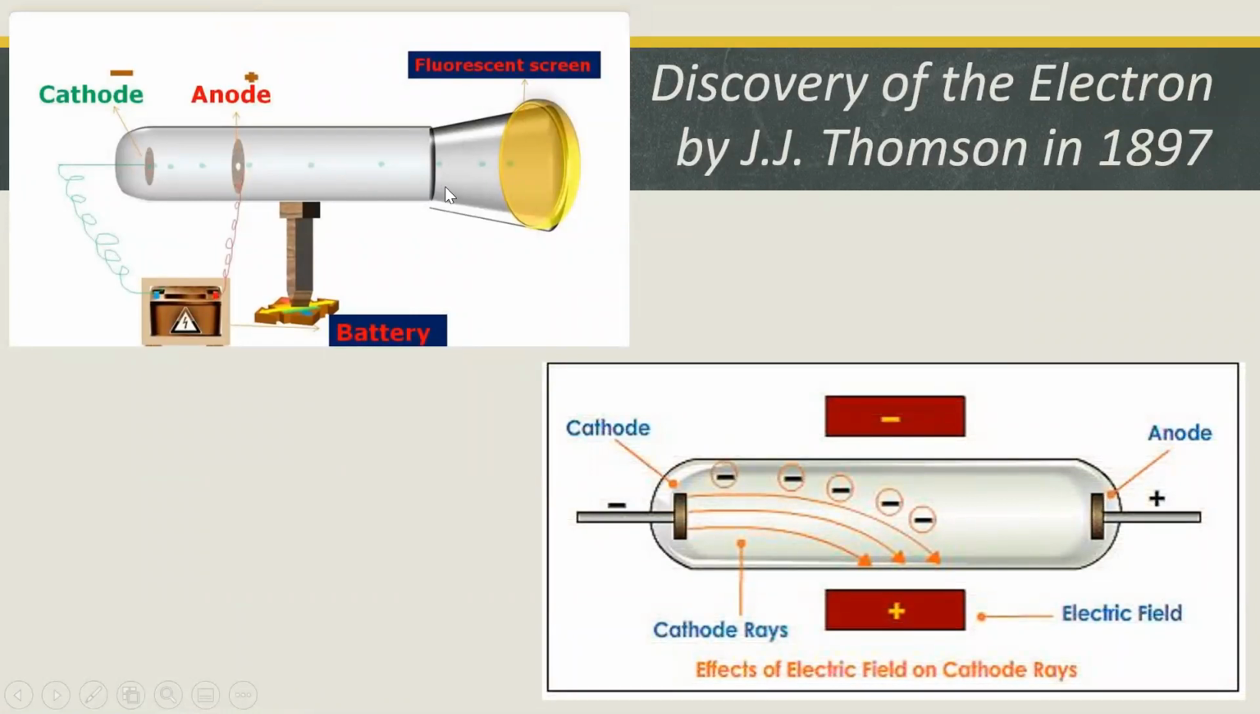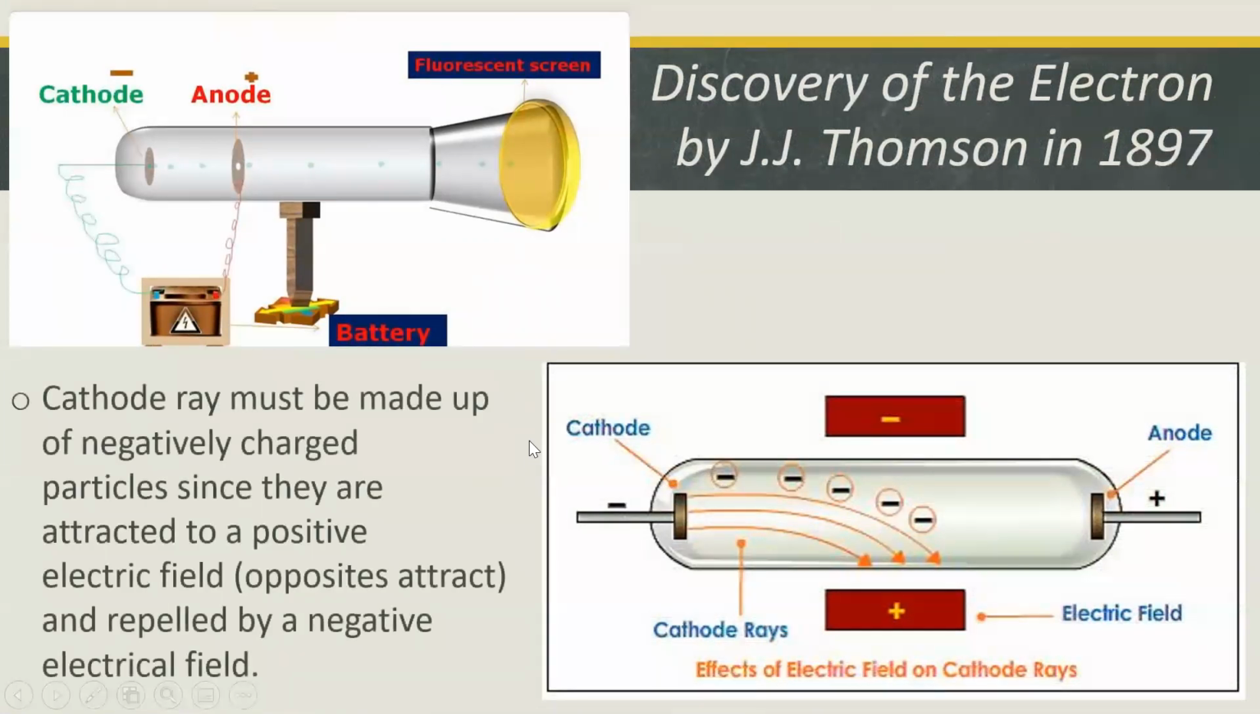So they thought this was going to happen. They would go straight through. This is what actually happened. The negative particles they were shooting through were bending downwards to the positive electrical field. So negative was attracting to positive. So here's what Thomson realized. The cathode ray, which is what he was shooting in here, these little particles, must have negative charges in them because they were attracted to the positive electrical field. And we know that opposites attract. They were also repelled by the negative field. None of them were going towards it.